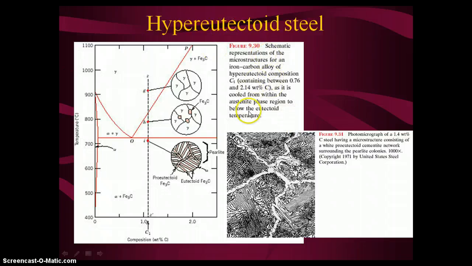This is a schematic representation of hypereutectoid steel, containing carbon between 0.76 and 2.14 weight percentage. This is a photomicrograph of the structure of 1.4 weight percentage carbon steel, consisting of a cementite network surrounding the pearlitic structure.